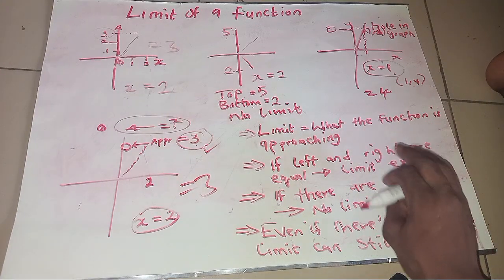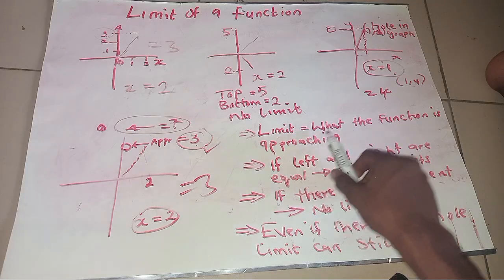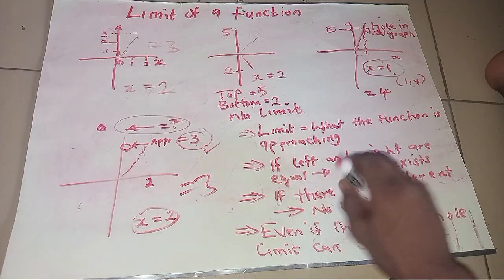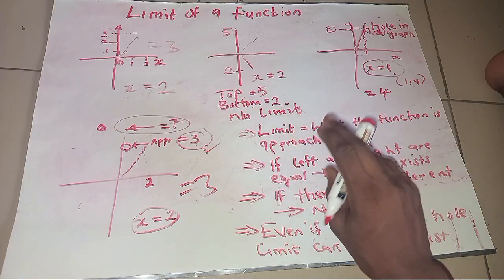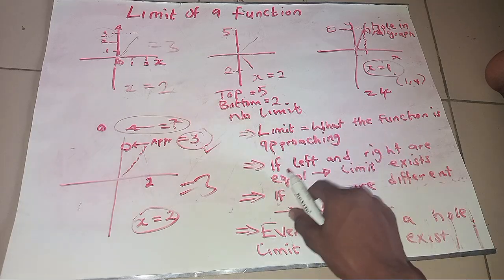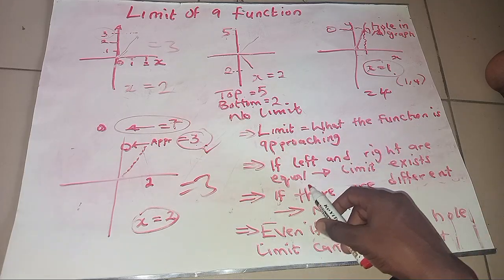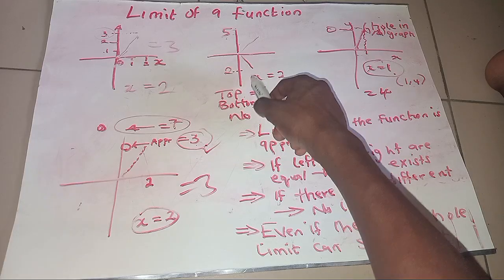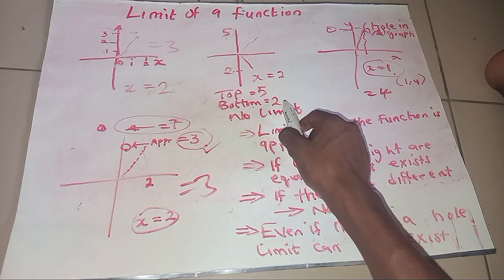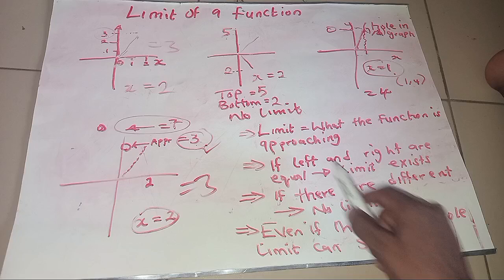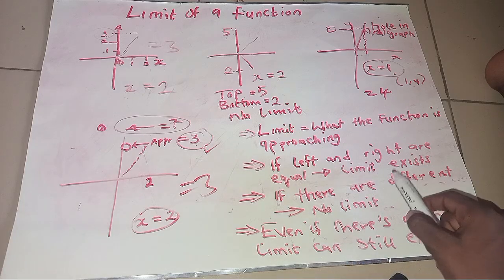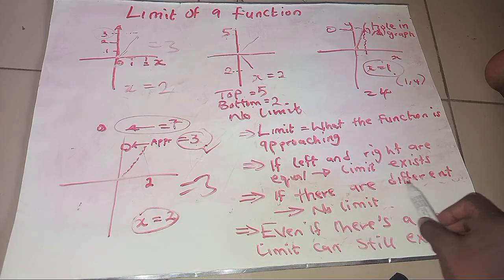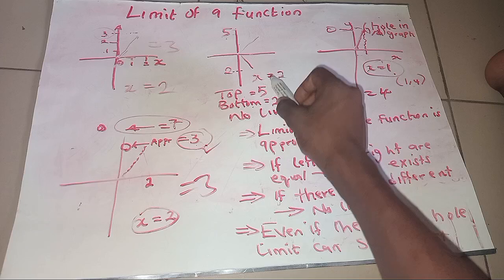Now, this is a very important key part that you need to note, which are all these I have written out here. Now, first of all, limit is what the function is approaching. That's just a clear definition of what limit actually is. Secondly, if left and right are equal, then the limit exists. In this example, because this side is unequal with that, there's no limit. So if they are equal, then the limit exists. If they are different, then there is no limit, like you see what we did there.